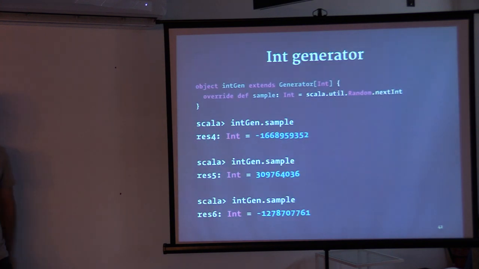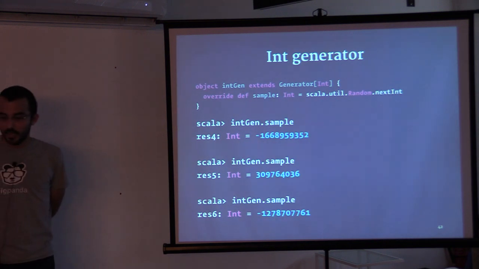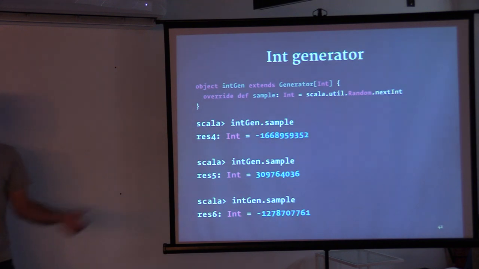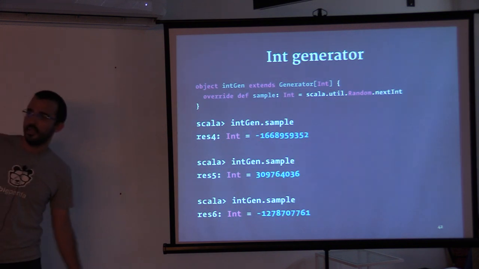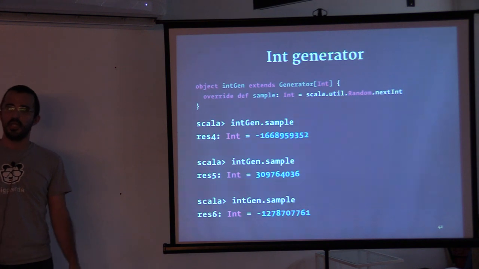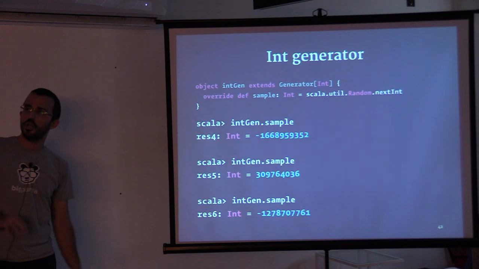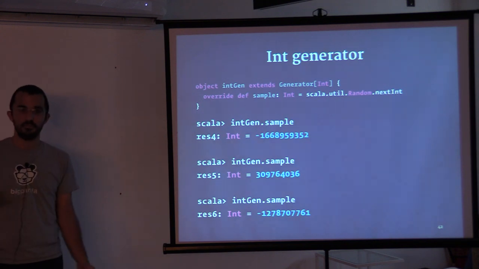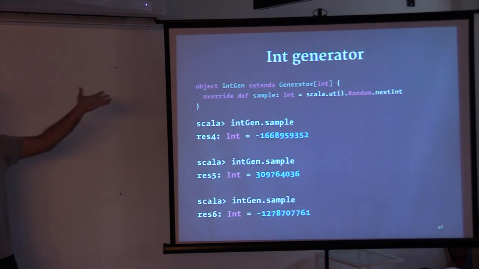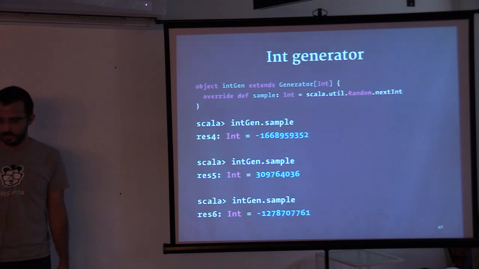We can, for example, define the int generator. What can we do with an int generator? We can say, generate ints for me. We can sample it once, and sample it twice, and three times, and get random int values. So I'm sure you're probably thinking at this point, this could be really, really useful, right? We need to go over an infinite amount of values. How can we do that? It looks like generators are the solution.